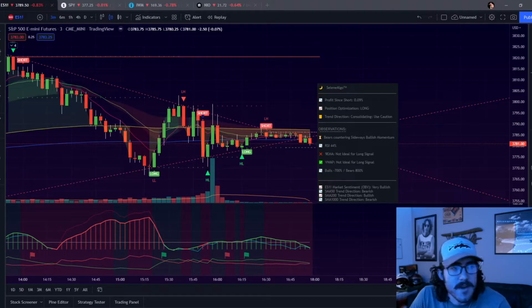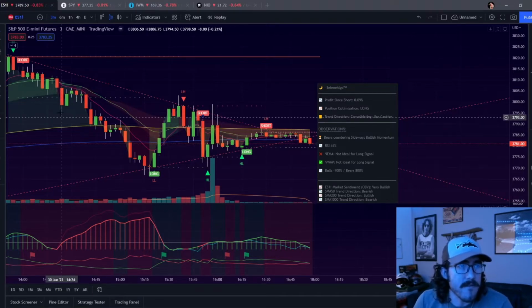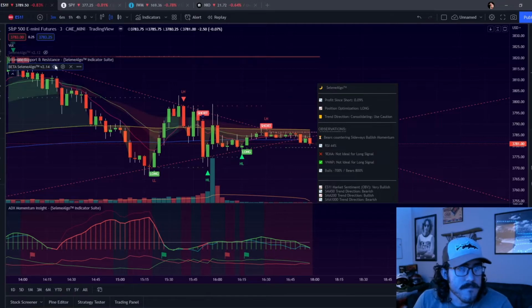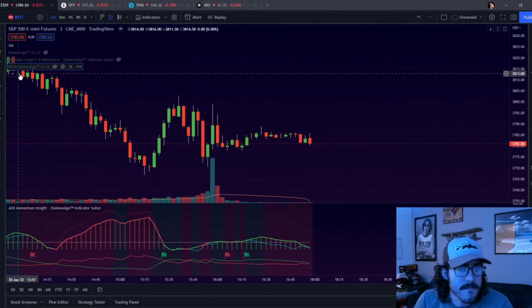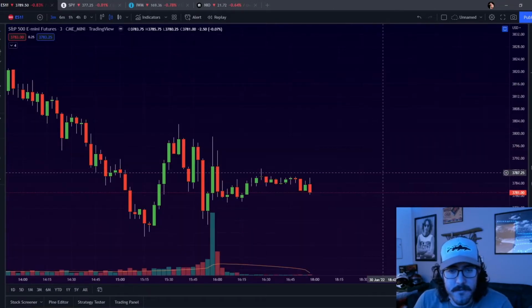Okay, so this is how my chart typically looks throughout the day. I have the Selene algo here up on the screen. I have our ultimate support and resistance indicator as well as the ADX. Now, the important thing to understand is none of this has to do with our lesson today. So I'm actually going to go ahead and remove all of this from the screen here. I'm going to remove our ADX as well.